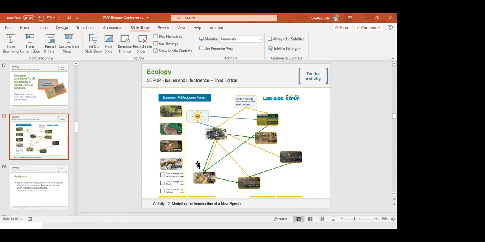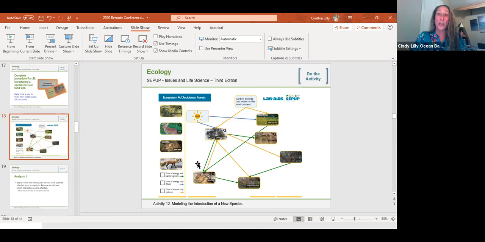Sorry, I messed up. Mine has the new species in it already. That's okay. No, I want the new species. You're exactly doing what you're supposed to. So our kids are going to look at the whiteboard again with the new photo that you're going to add. And we're going to talk about that. Yes, you're doing exactly what you're supposed to be.